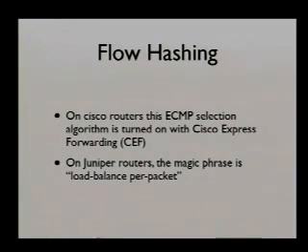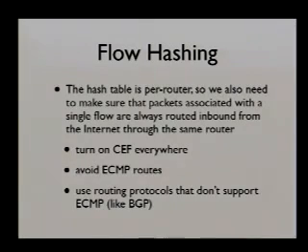So on Cisco's, we do this with ECMP. Turning on ECMP just makes this happen. And on Juniper's, we use load balance per packet, which does a similar sort of thing. There's actually a bit more Juniper configuration required, but. So the hash table is per router.